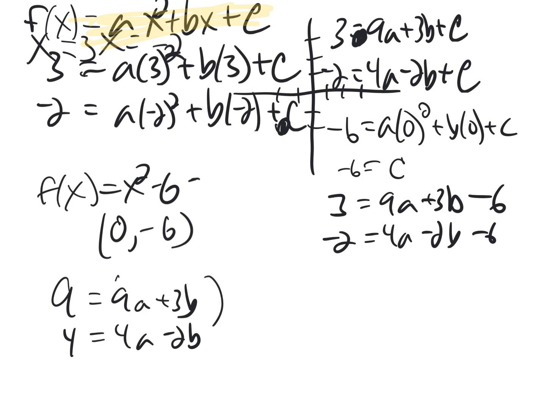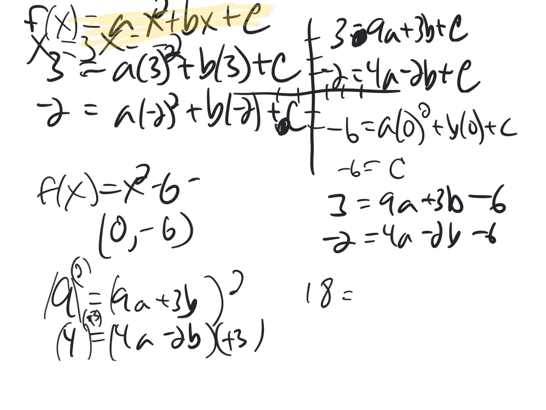I want to get rid of the b's since they're opposite signs. I'm going to multiply the top equation by 2, the bottom equation by 3 on both sides. I'll write it over here. 2 and 3, I don't want to change signs because they're already positive and negative. So 18 equals 18a plus 6b, and 12 equals 12a minus 6b.